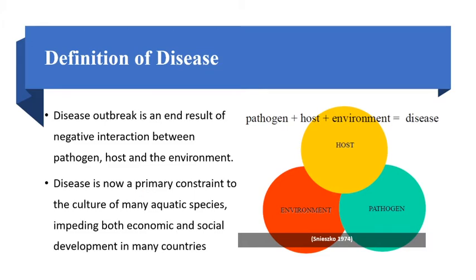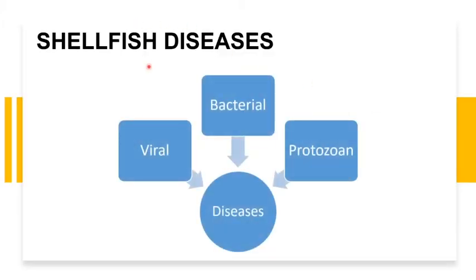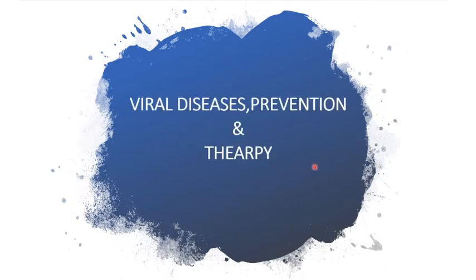Shellfish diseases. There are three types of diseases occurring in shellfishes: viral diseases, bacterial diseases, and protozoan diseases. In this video lesson, we will learn in detail about viral, bacterial, and protozoan diseases in the case of shrimp. Let us learn about viral diseases, prevention, and therapy.